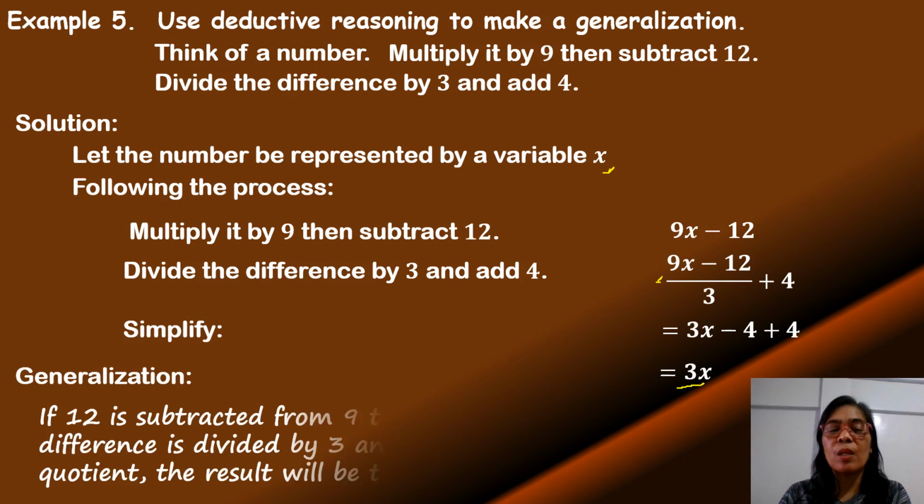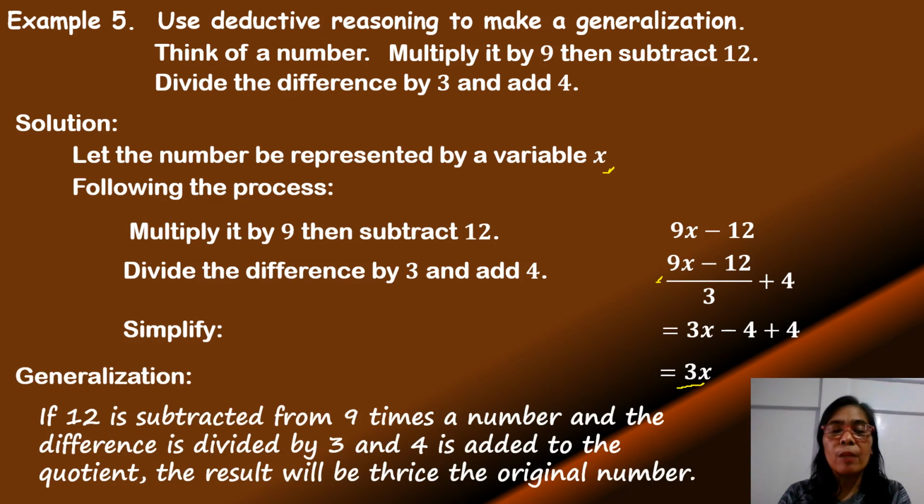So the conclusion then will be: if 12 is subtracted from 9 times a number, and the difference is divided by 3, and then 4 is added to the quotient, the result will always be thrice the original number, as shown in our solution following the deductive reasoning.